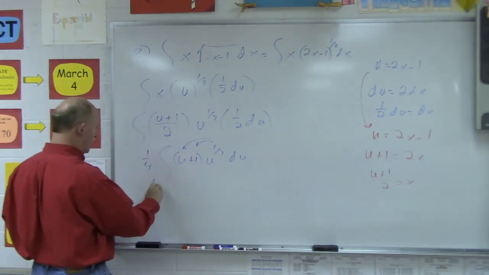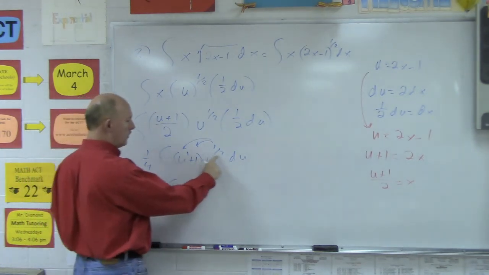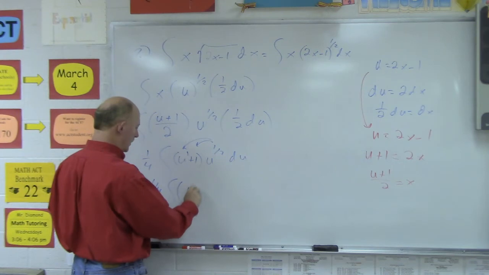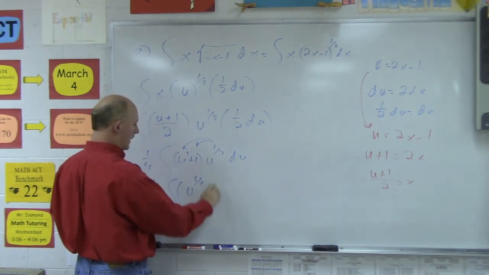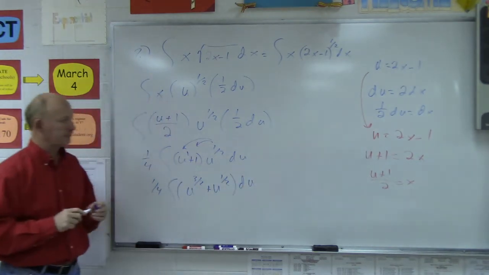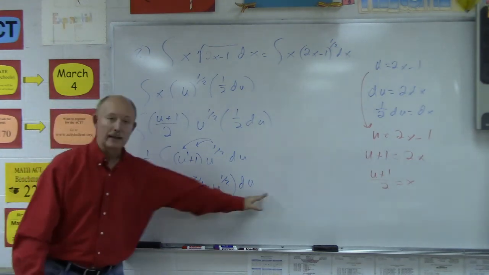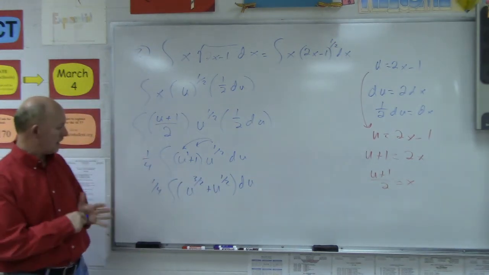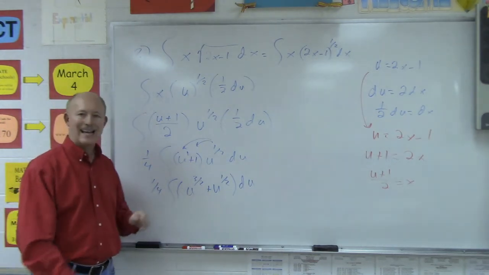And this becomes 1/4 integral. This u to the first power, 1 plus 1/2, gives us u to the 3/2, plus u to the 1/2 times 1 gives us u to the 1/2 power du. Finally, I think we've got our integral simplified now. It's all in terms of u. Now we're ready to find our antiderivative.